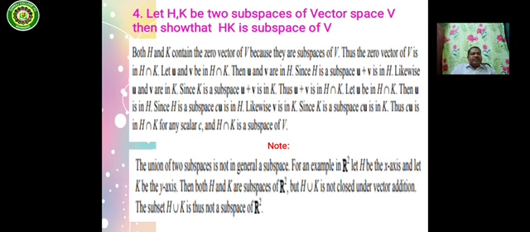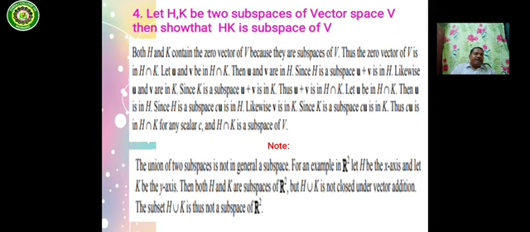So elements of H are of the form (x, 0), elements of K are of the form (0, y). So then what is H union K? H union K means elements of H union K are either x-axis elements or y-axis elements, means either of the form (x, 0) or (0, y).